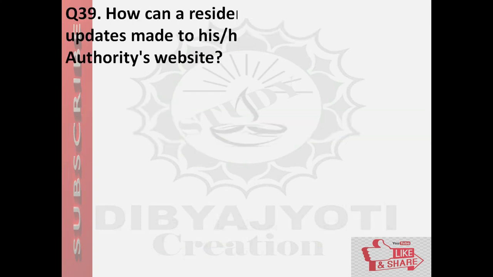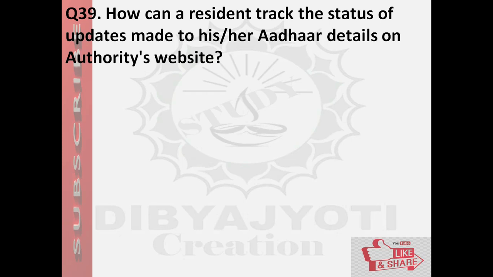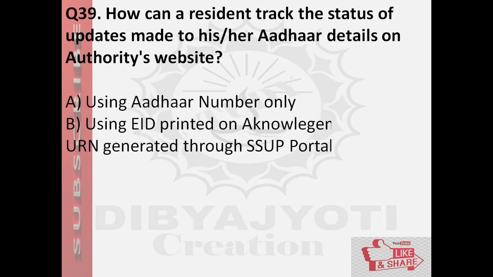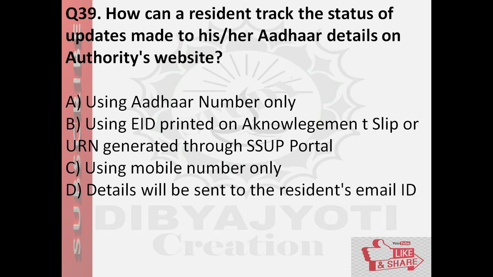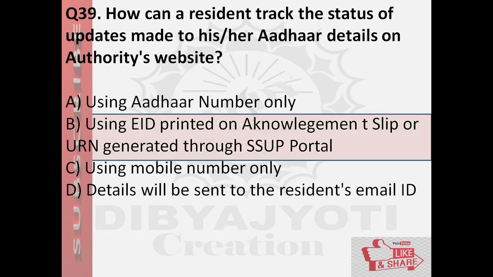Question number 39, how can a resident track the status of update made to his or her Aadhaar details on authority's website? Options are using Aadhaar number only, using EID printed on acknowledgement slip or URN generated through SSUP portal. Option C, using mobile number only. Details will be sent to the resident's email ID. And answer is using EID printed on acknowledgement slip or URN generated through SSUP portal.